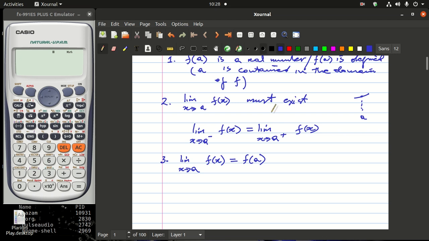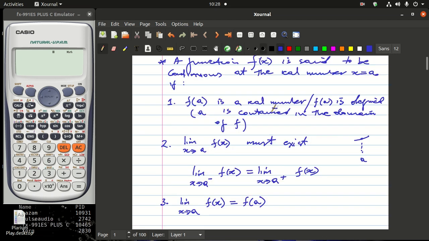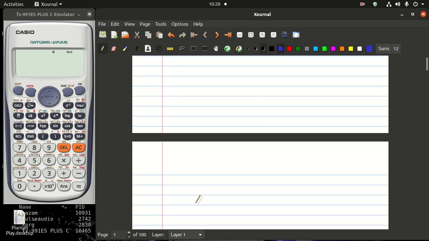That's what we said. And please make sure that when the question asks you, is f continuous at x equal to a, you look if this condition is satisfied, you look if this condition is satisfied, and you look if this condition is satisfied. That's what we actually said.